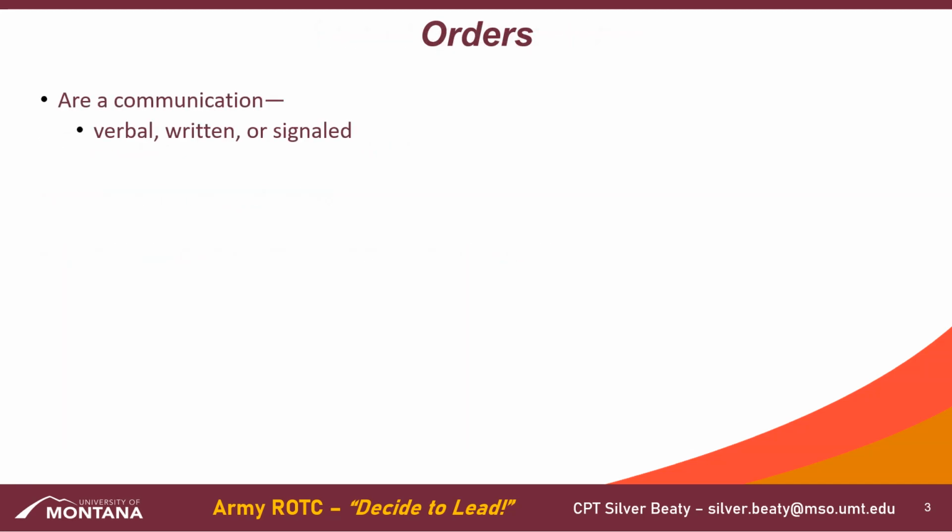So what are orders? They are considered a communication, right? So they can be verbally given, written down, or signaled, hand and arm signals. Even simply putting up your hand to say halt is technically an order. For the purpose of this particular class, we're going to talk more about verbal and written orders. Another thing about these, they convey instructions from a superior to a subordinate. So from somebody who's in charge of you, they are giving you orders. You are giving orders to your subordinates, those that directly report to you.